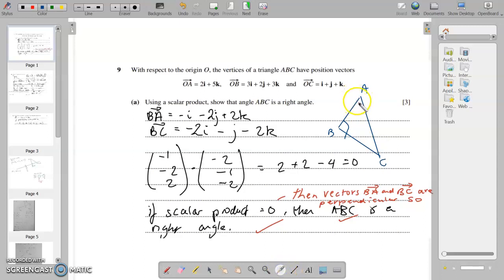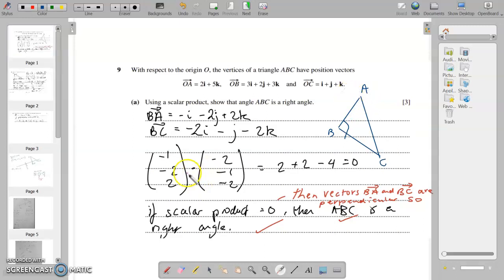Okay, so we work out the vector of AB and the vector of CB, and the scalar product of those two vectors should be 0, which is what you've done. So you've got BA dot BC. It doesn't really matter about the directions. You could do CB dot BA. It really wouldn't matter, okay? Because they're at right angles, the dot product will be 0, which is what you've got.